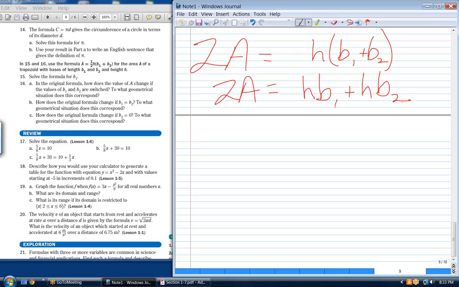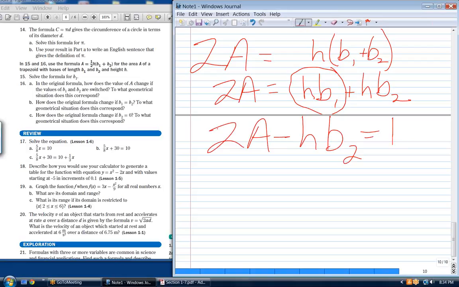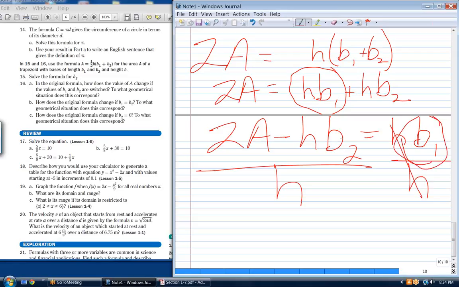HB2. Now our goal, since we're trying to solve for B1, is we want to isolate. That's the only term that has a B1 in it. So we want to get this on one side of the equation and everything else on the other. So what's the next step? The next step is to subtract HB2 from each side. So that gives us this, and it leaves this on the right side. Now the final step, which is almost always the final step in solving an equation: divide by H. So now we have B1 as a function of area, B2, and H.